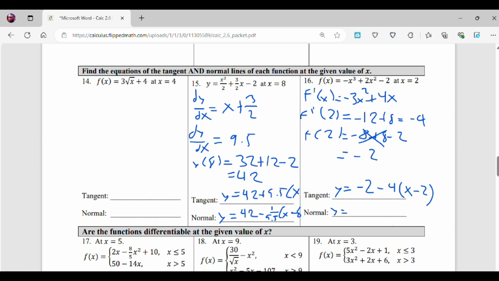And then our normal line is the negative reciprocal. So negative 2, and the negative reciprocal of the slope. What is our slope? Negative 4. So the negative reciprocal is going to be positive 1 over 4.